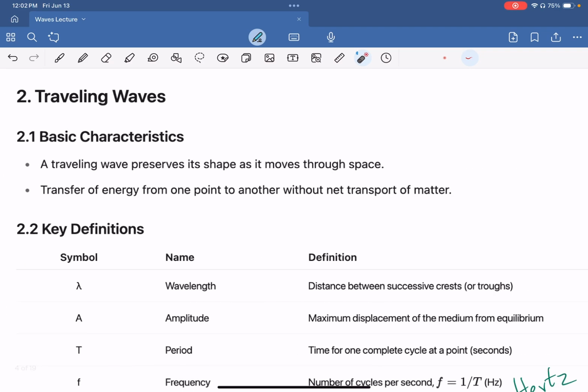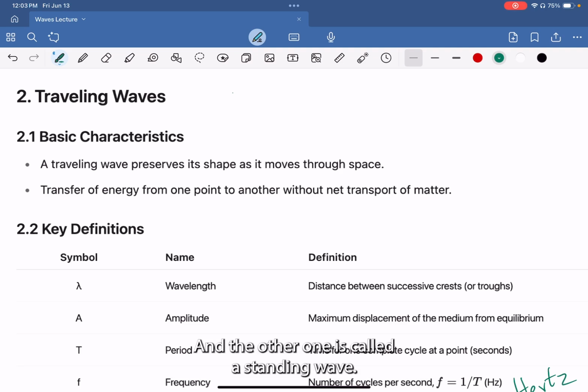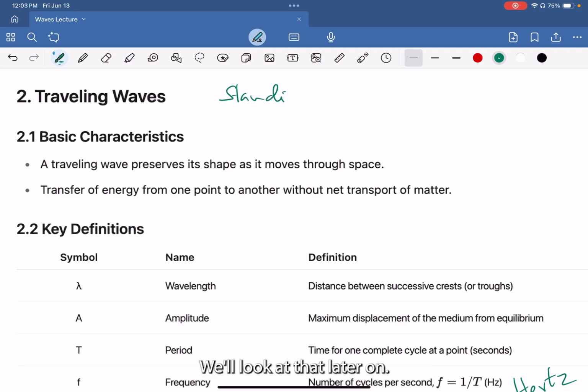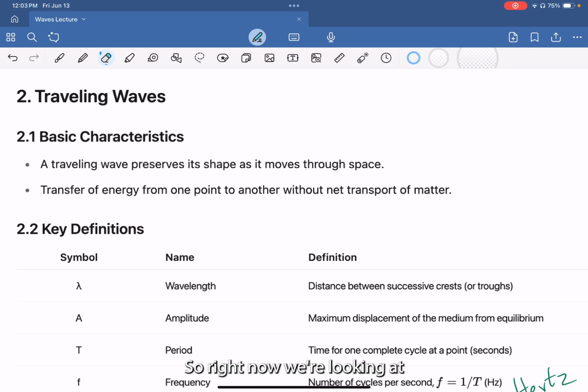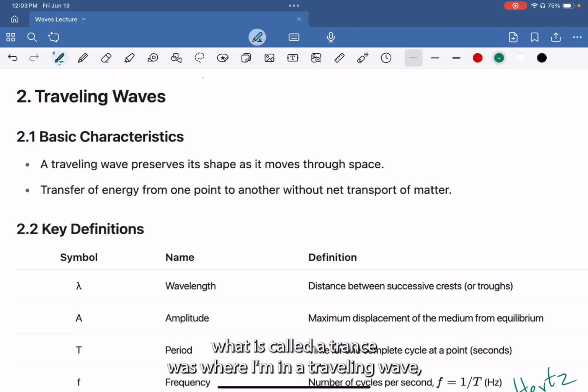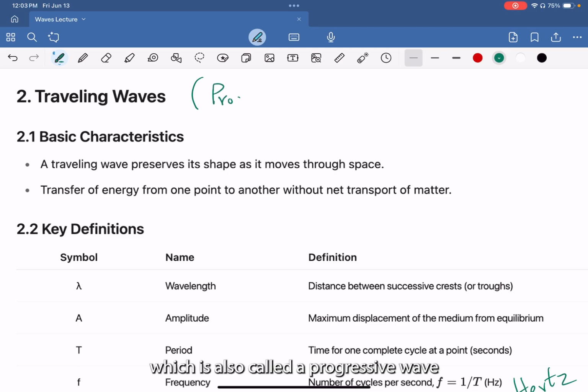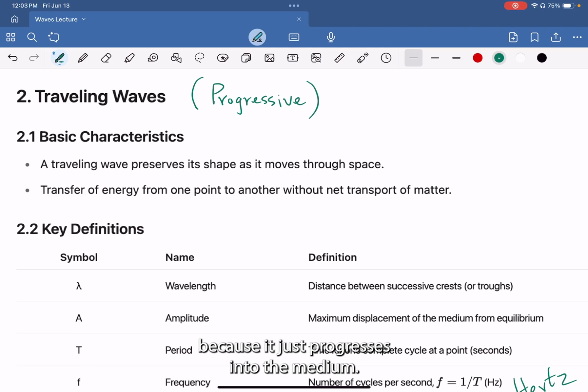Now, I've already discussed this. But I want to tell you that waves can be classified again basically into traveling waves, and the other one is called a standing wave. We'll look at that later on. A standing wave or a stationary wave. It's coming later on. So, right now, we're looking at what is called a transverse wave, I mean, a traveling wave, which is also called a progressive wave because it just progresses into the medium.